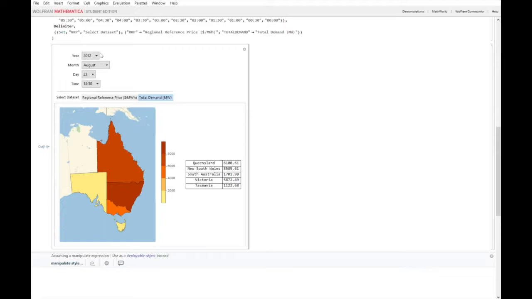An interesting point of data is in 2019, on August 24th at 11 a.m., there was a period at which all the regional prices over the national energy market were negative. This is due to a high penetration of rooftop solar and low demand compared to generation.